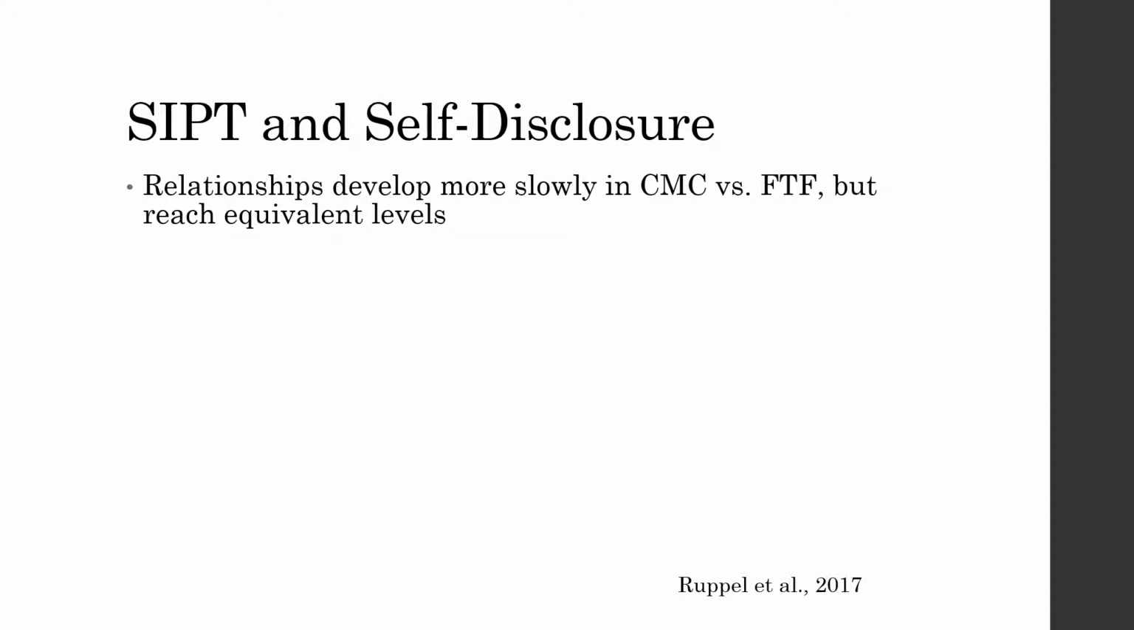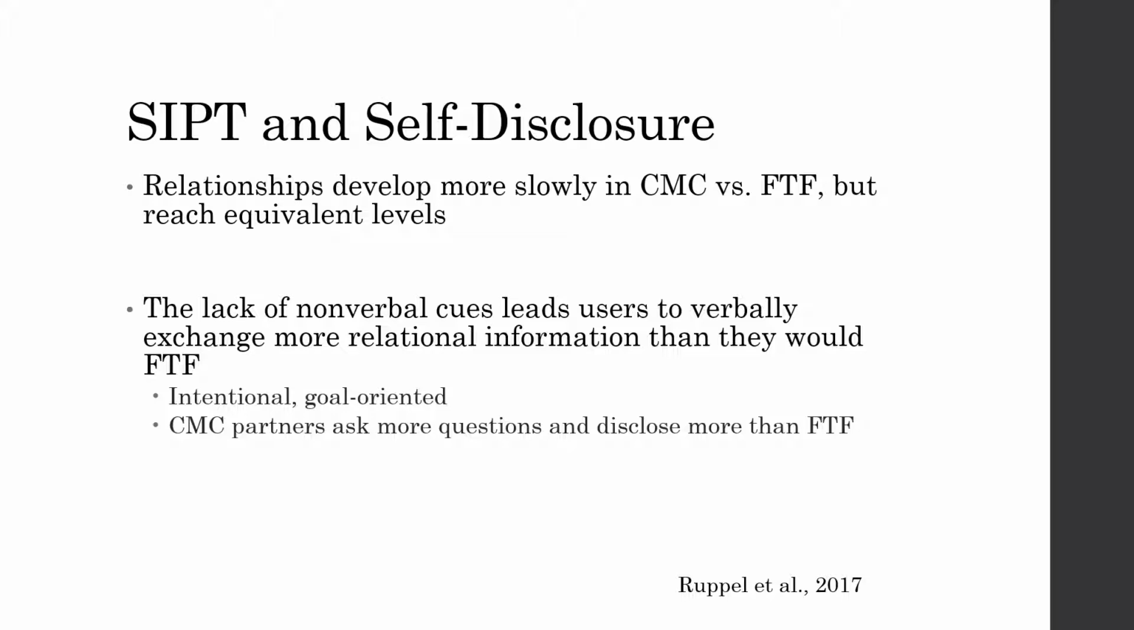So they begin with social information processing theory, and they note a few things that we've already discussed, notably that relationships may develop more slowly in CMC contexts, but can certainly reach levels of relationships developed face-to-face. Additionally, they argue that the lack of nonverbal information available in computer-mediated contexts leads people to exchange more relational or social information than they would in face-to-face contexts. In this, the exchange is both intentional and it's goal-oriented.